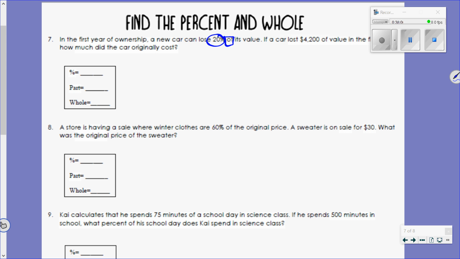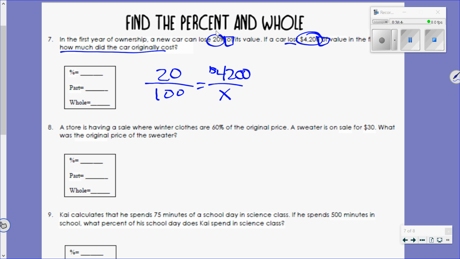20% of its value. Car lost $4,200 of value in the first year. How much did the car originally cost? Underline your question. Circle your terms and units. Box the math terms. Of is now a math term, right? So that's telling me my whole. So I start off with my setup. What's my percent? Of its value. Do I know its value? No. So what goes down here? So what's left? 4,200.